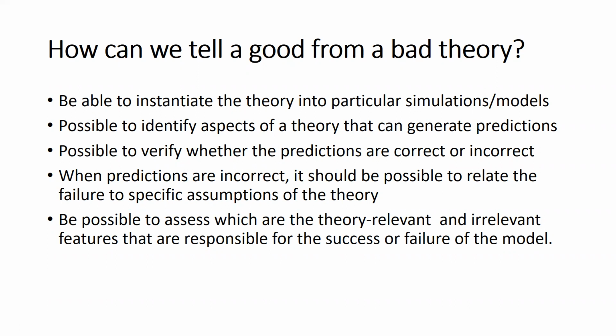It is possible to identify aspects of the theory that can generate predictions, so that also, I think, is a criterion. It is possible to verify whether the predictions are correct or incorrect. And when the predictions are incorrect, it should be possible to relate failure to specific assumptions of the theory. Thus, it should be possible to assess which are the theory-relevant and theory-irrelevant features that are responsible for the success or the failure of the model.